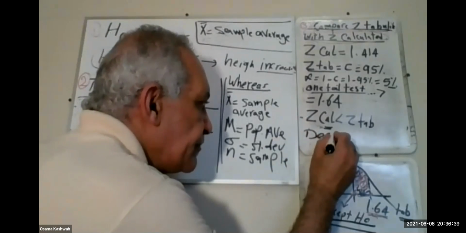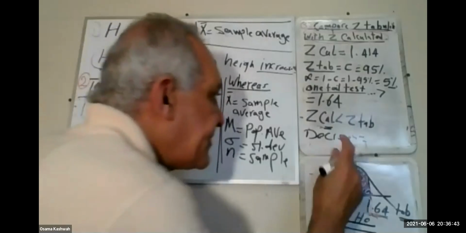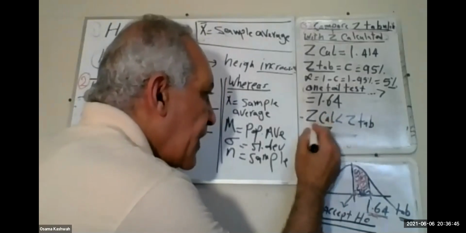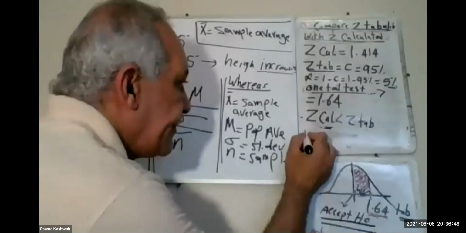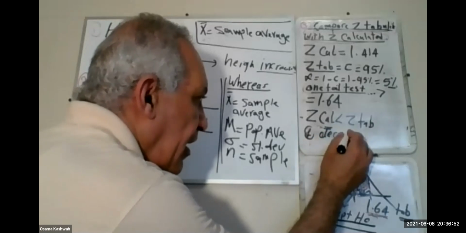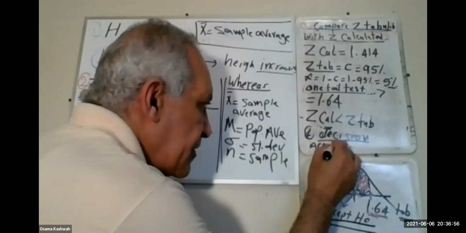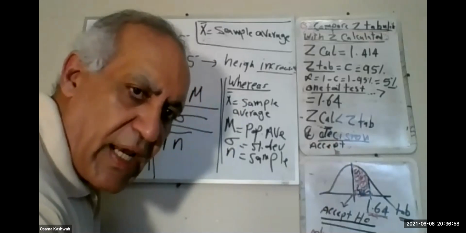Decision. I will accept. Here we go. Step number 4. Decision. Accept. I will accept.